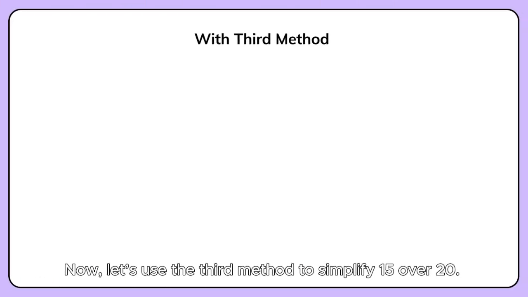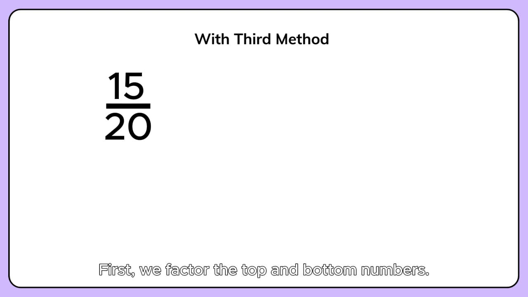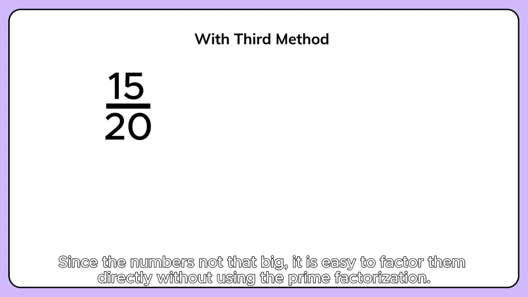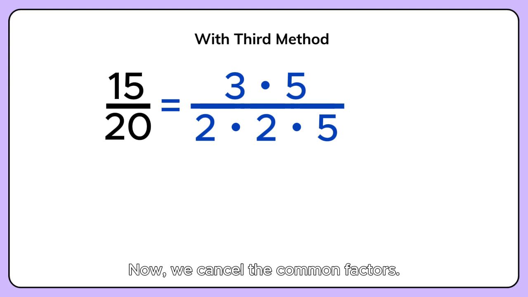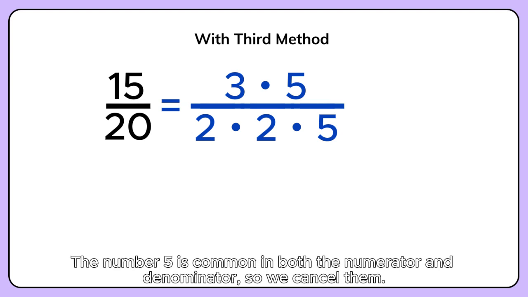Now, let's use the third method to simplify 15 over 20. First, we factor the top and bottom numbers. Since the numbers are not that big, it is easy to factor them directly without using prime factorization. 15 factors into 3 times 5, and 20 factors into 2 times 2 times 5. Now, we cancel the common factors. The number 5 is common in both the numerator and denominator, so we cancel them.